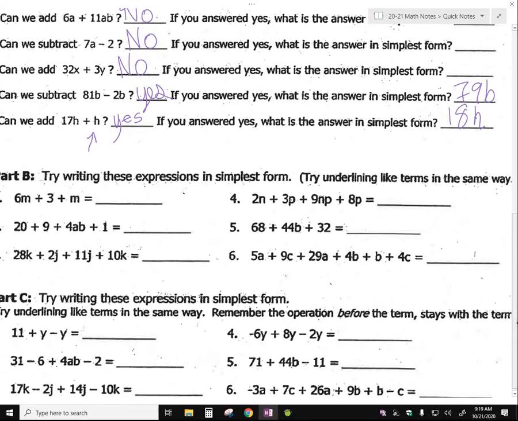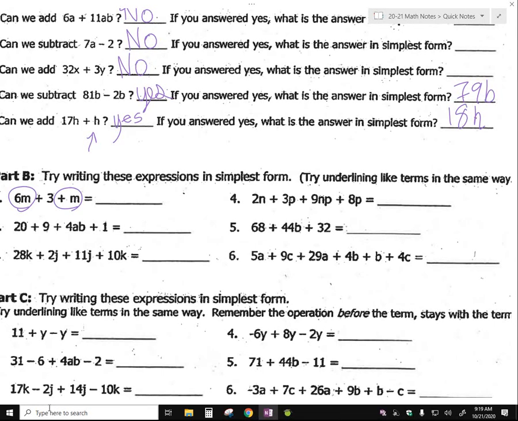So, part B. Try writing these expressions in simplest form. Try underlining like terms in the same way. I'm actually going to circle them so it's easier for you to see, but underlining them also works. So for number 1, we have 6m plus the number 3 plus m. When you circle the like terms, I want you to circle also the operation that's in front of it. And that'll come in part C. So I have 6m plus 3 plus m.